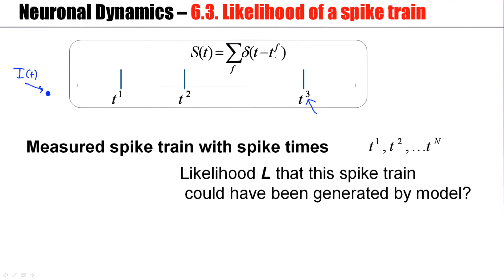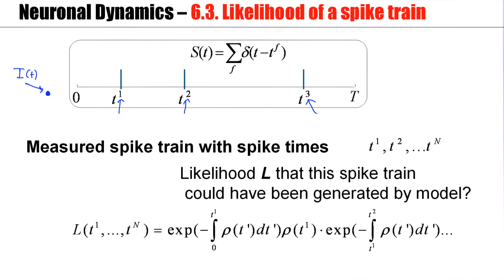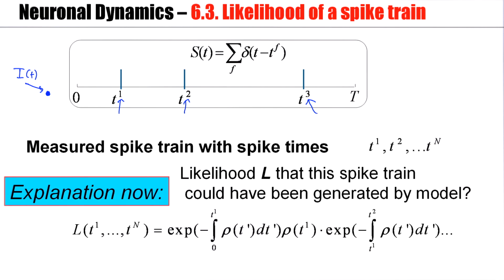Now, you as a modeler have a model. You inject the same current and you add escape noise so that your model also generates spikes. And now you ask, what's the likelihood that this spike train with the firing times at t1, t2, and t3 could have been generated by your model? Here's the answer. You can write down the likelihood. Of course, this needs some explanation. That's what I will do now.